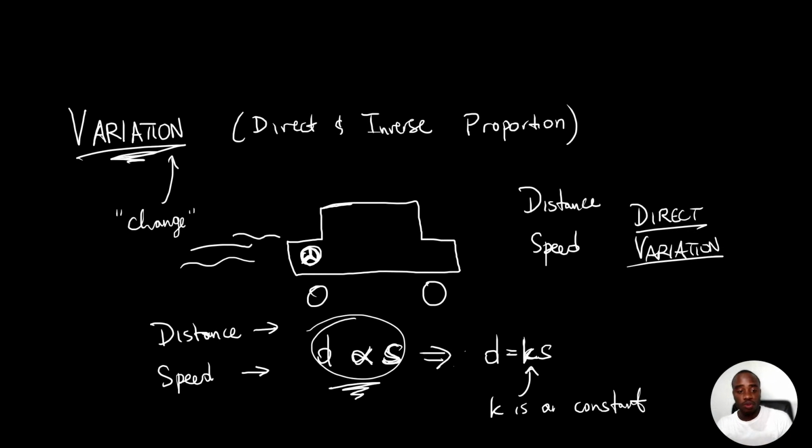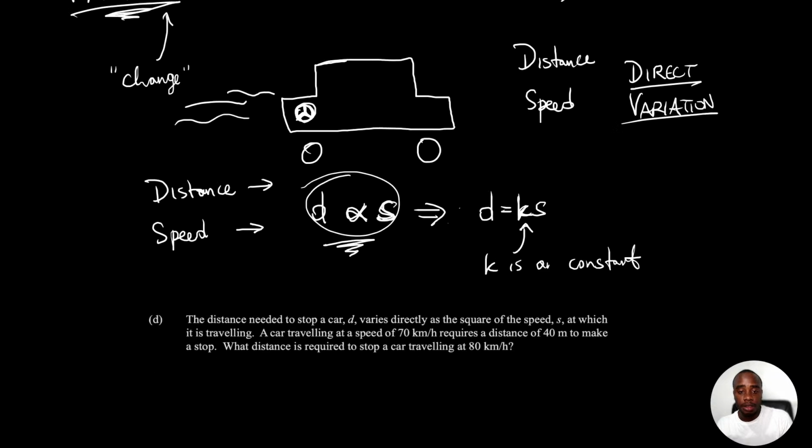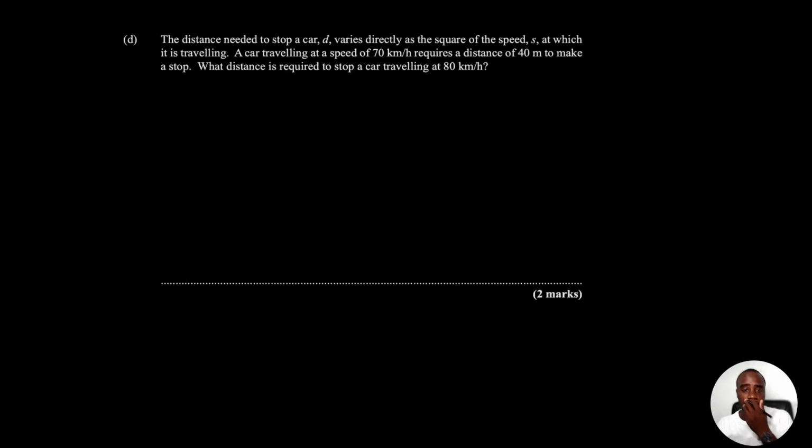Now let's see if we can apply it to this problem here. This problem is the same type of distance problem. It says the distance needed to stop a car, d, varies directly as the square of the speed, s, at which it is traveling. A car traveling at a speed of 70 kilometers per hour requires a distance of 40 meters to make a stop. What distance is required to stop a car traveling at 80 kilometers per hour?